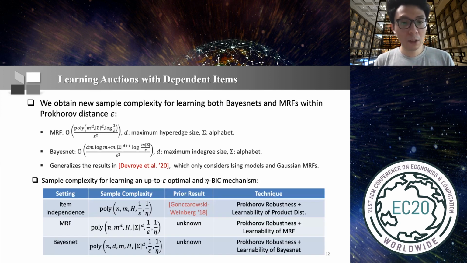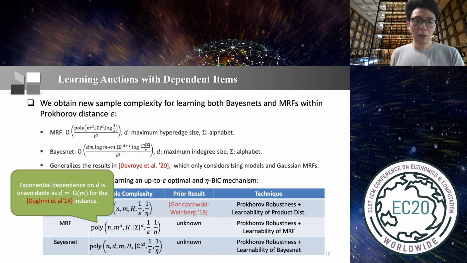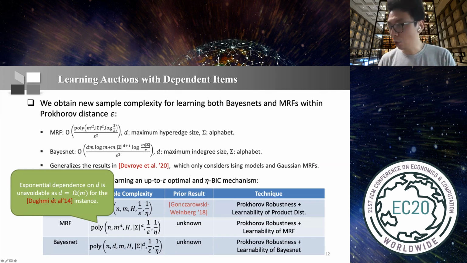Now, if you plug in these sample complexities for just learning MRFs and Bayes nets into our robustness result, you can obtain sample complexity for learning up to epsilon optimal eta big mechanisms. And again, I want to point out that the exponential dependence on this degree D is unavoidable, just due to the dopamine result.